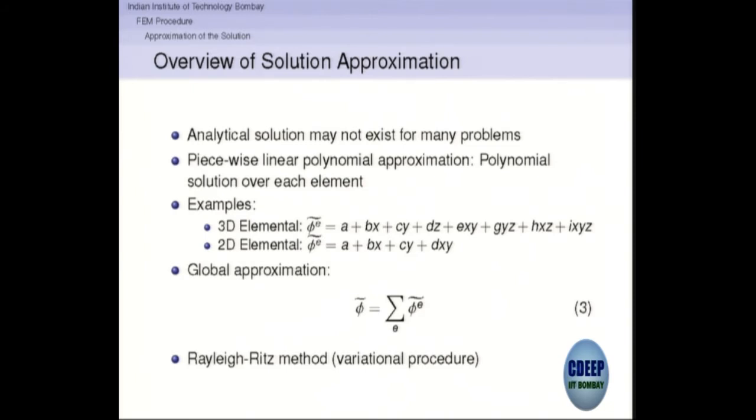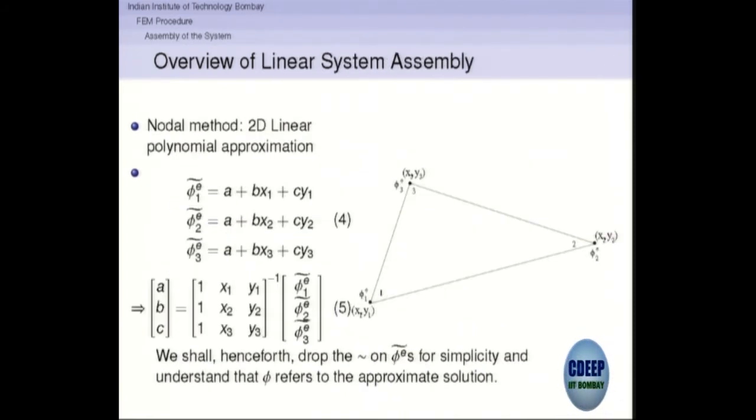So what we do is, we basically approximate potential in terms of a polynomial expression. So what we will do is, we will assume the potential distribution in any element as phi is equal to A plus Bx plus Cy. So obviously it is a linear approximation, is it not?